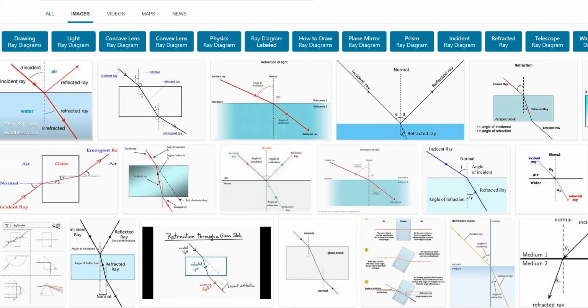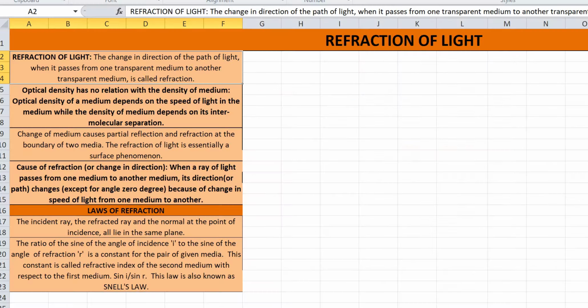So what is refraction of light? The change in the direction of the path of light when it passes from one transparent medium to another transparent medium is called refraction. So we'll try to understand something about this.